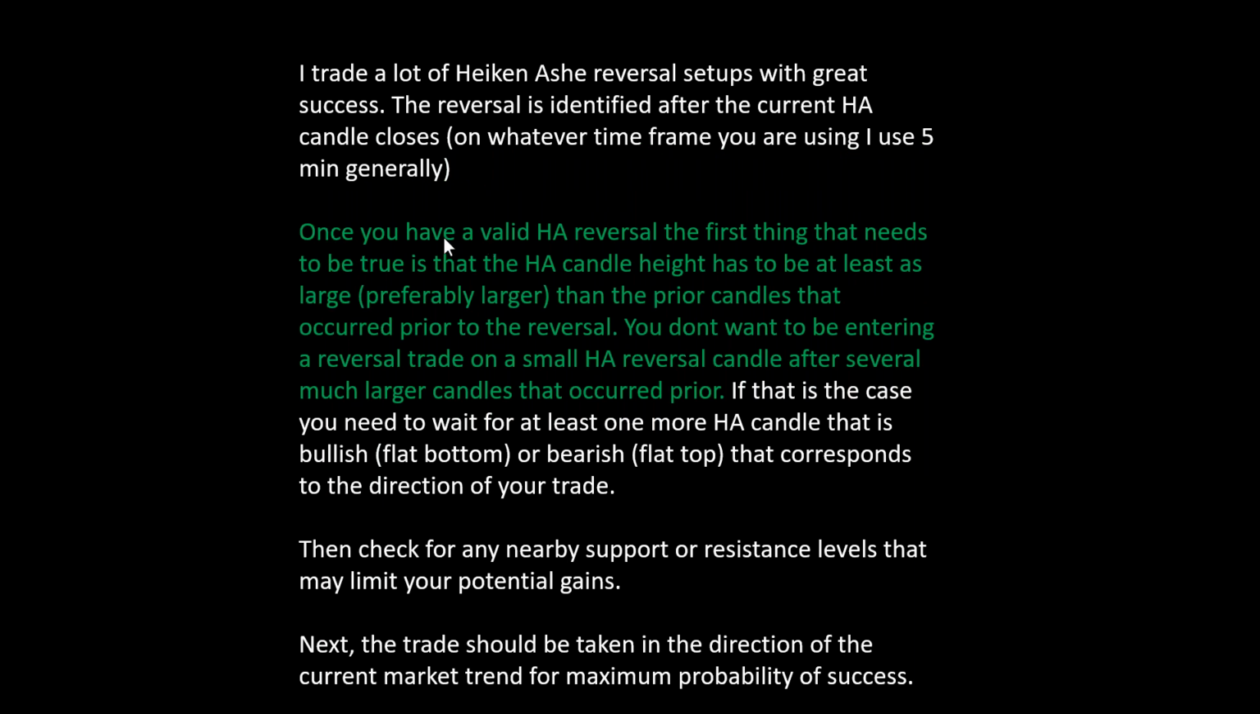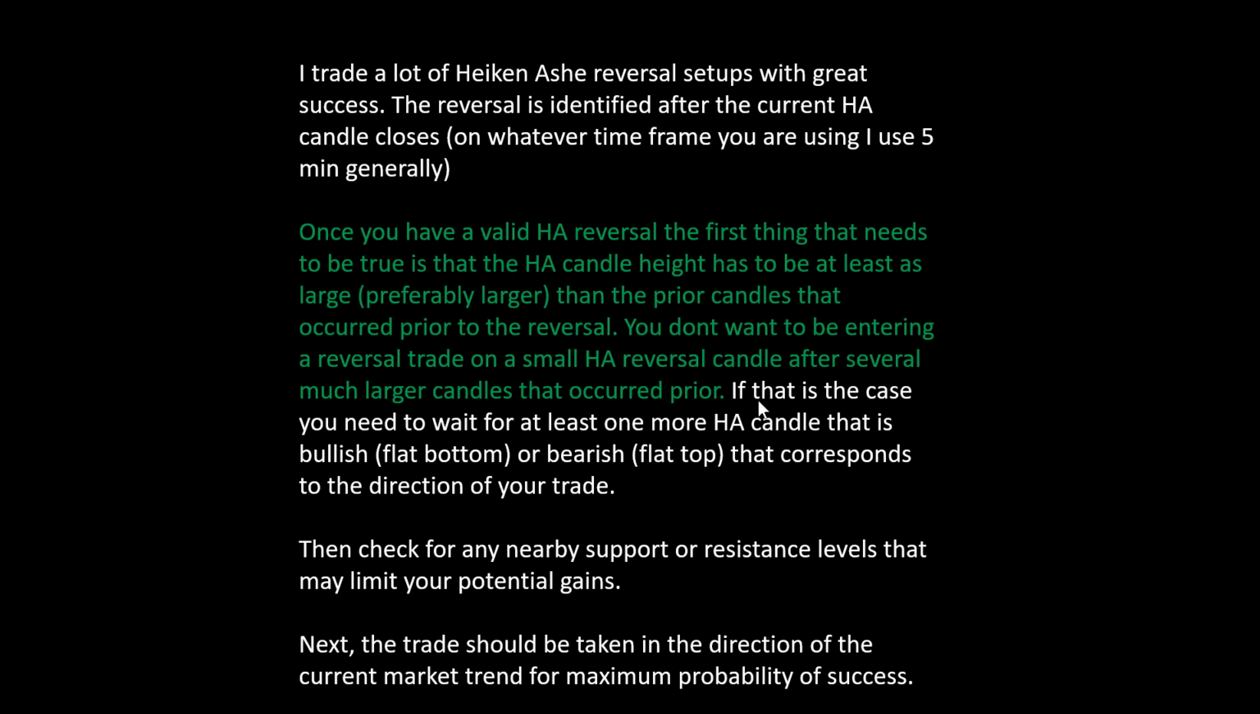And again, once you have a valid Heiken Ashi reversal, the first thing that needs to be true is that the Heiken Ashi candle height has to be at least as large, preferably larger, than the prior candles that occur prior to the reversal. In other words, you want the trend to show some strength. You want to see some large candles reversing that previous trend, right? Because you don't want to be entering on a small little Heiken Ashi candle because it may not last. You don't have as much force as you did when it was coming down.